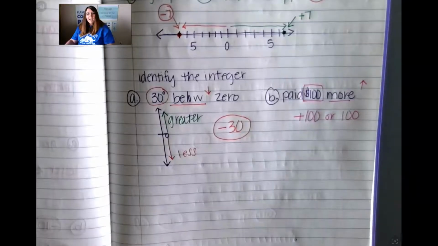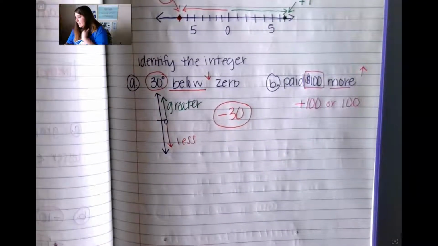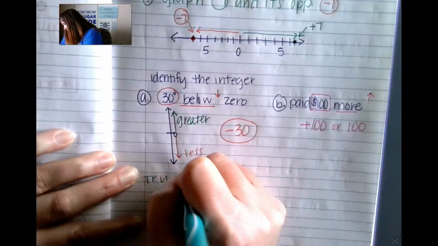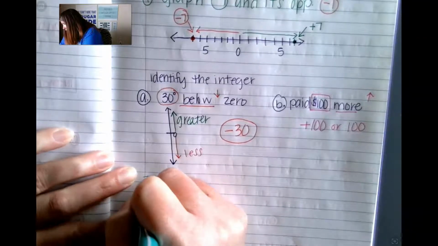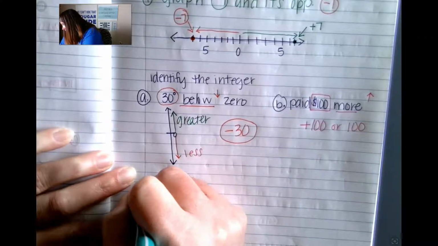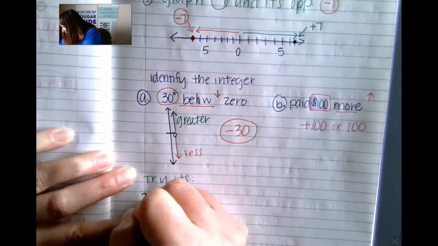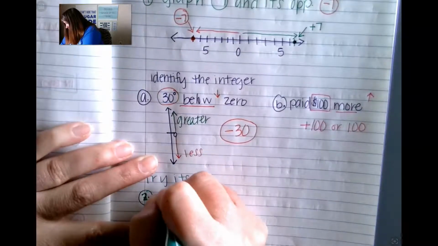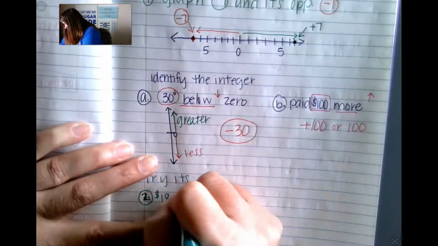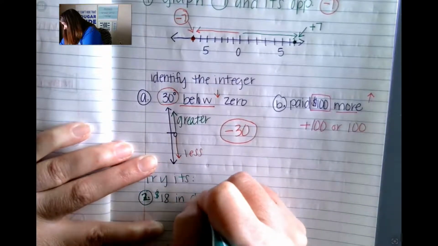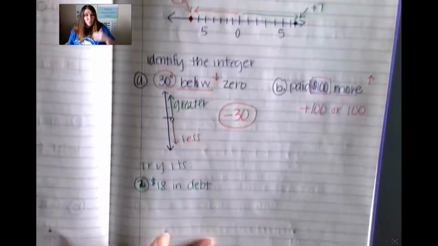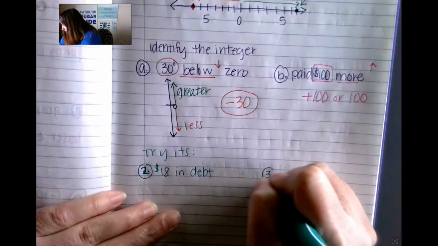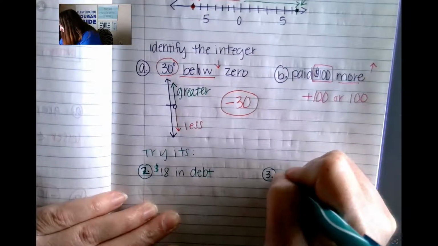Okay, 6th graders, time for your last set of try-its. Identify the integers for me. We did try it 1 here, so we're at try it number 2. Try it number 2 says $18 in debt. Debt means like you owe somebody something. So $18 in debt. And try it number 3 is a deposit of $50.